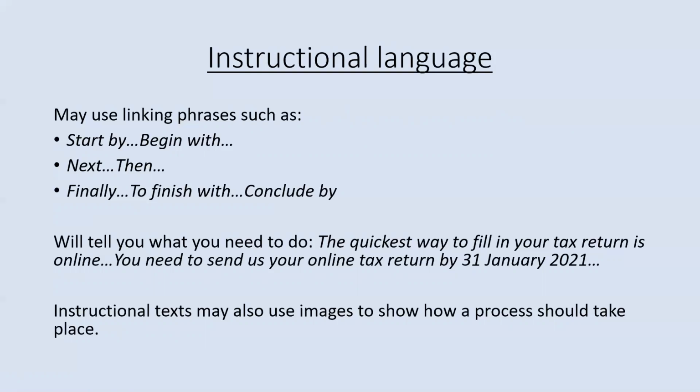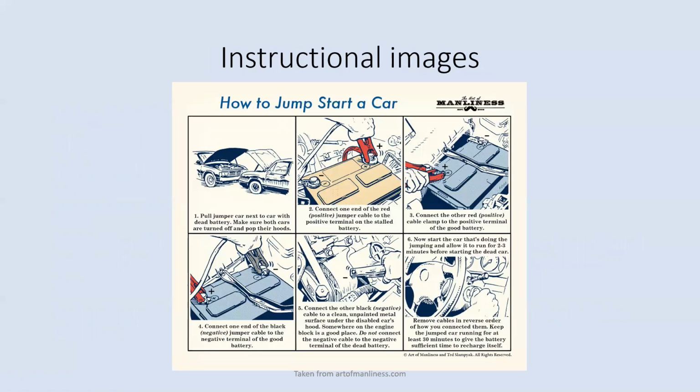And instructional texts may also use images to show how a process should take place. So we have an example here of how to jumpstart a car, and it uses imagery so that anyone reading it can look and follow the stages, so that when they're reading instruction of what they need to do, they have a visual guide so they know where to attach the jump leads and the layout of their engine. In this example, the writers have also numbered each image, so it's easy to follow, and you know to read them from left to right rather than up, down, up, down.